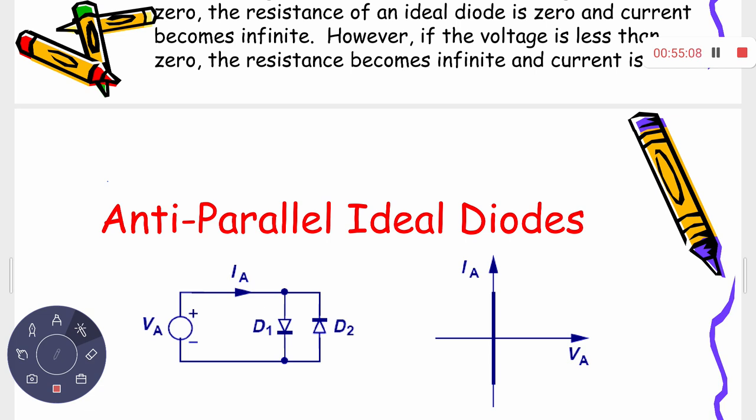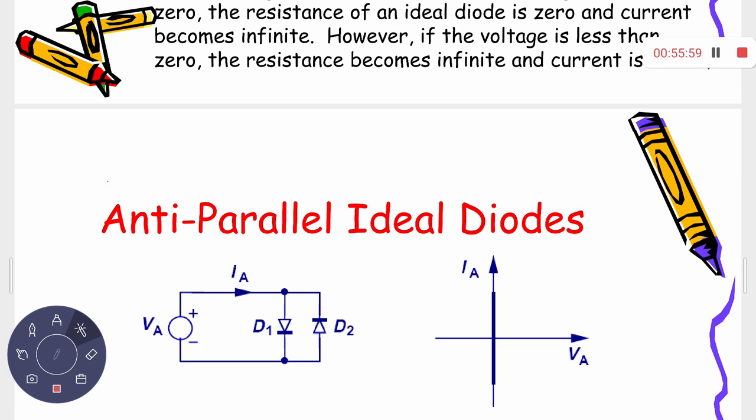Okay. When VA is less than 0, D1 is off, D2 will be on. So when VA is greater than 0, the current will flow in this direction, clockwise. When VA is less than 0, the current will move in that direction, anti-clockwise. And that current amount is large. Why large? Ideal diode. Large means what? Infinite current I am talking about. Yes, infinite current. Because in either case, basically these two diodes, D1 and D2, they are in parallel.